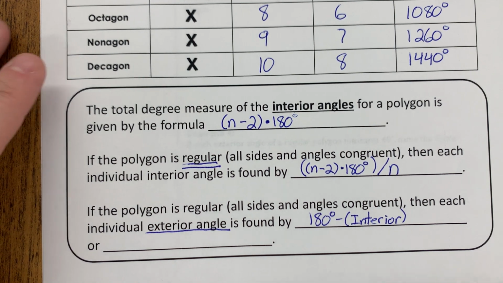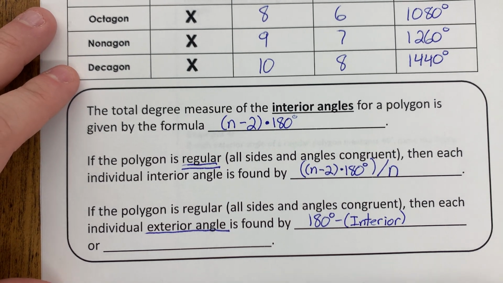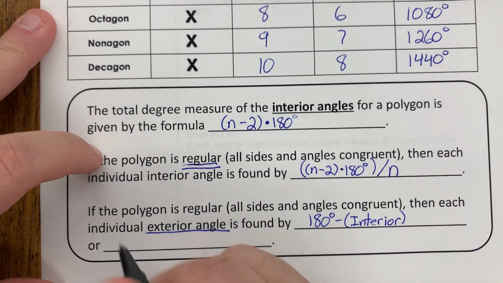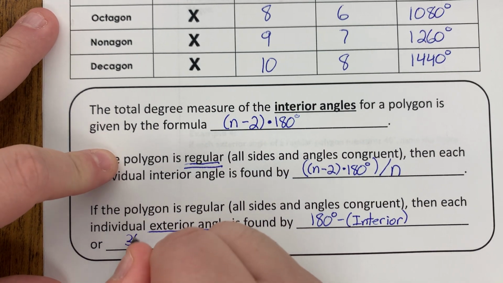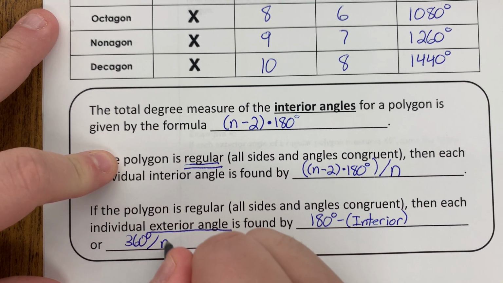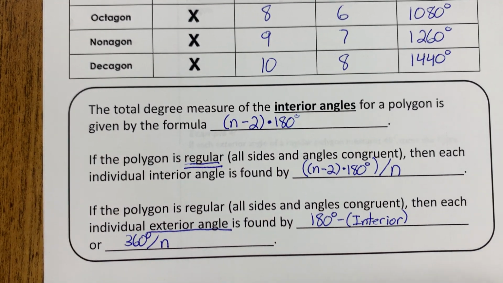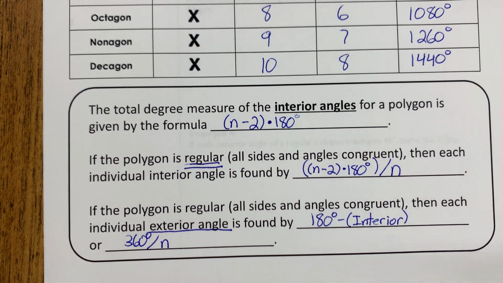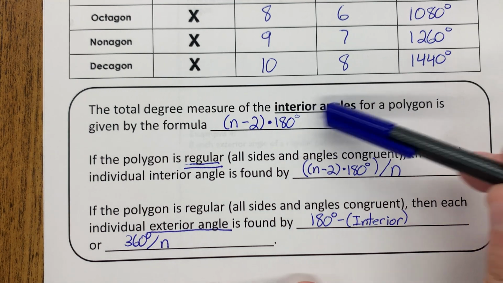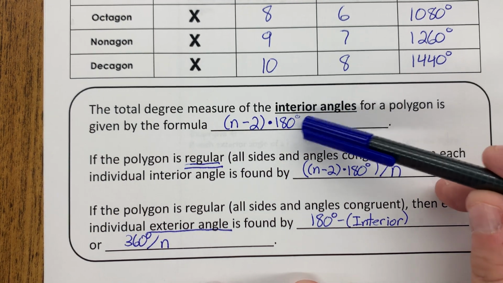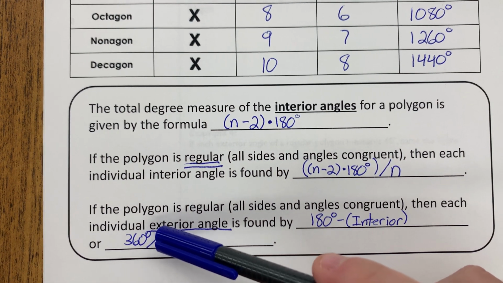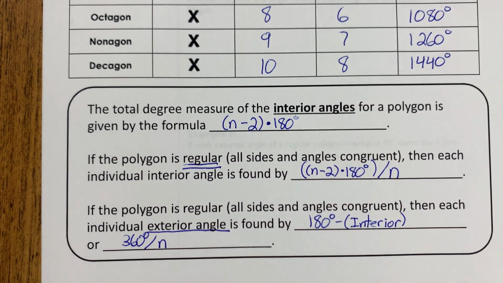Now what happens in a lot of problems is you don't know the interior part at all. You only know the exterior values. So the other possibility is 360 degrees divided by n. It is a guarantee that the exterior angles will always add up to 360 for every single polygon, no matter how many sides it has. This formula is why interior is highlighted and bolded here. This formula is only for the interior angles. Exterior is a fixed value at 360 and then divided by n because it was regular.